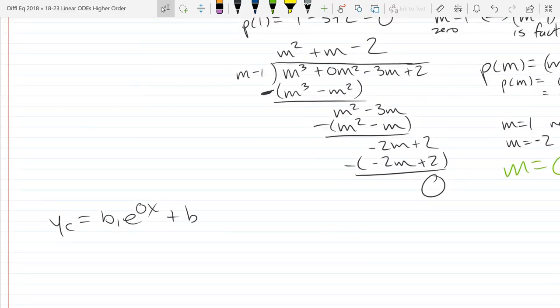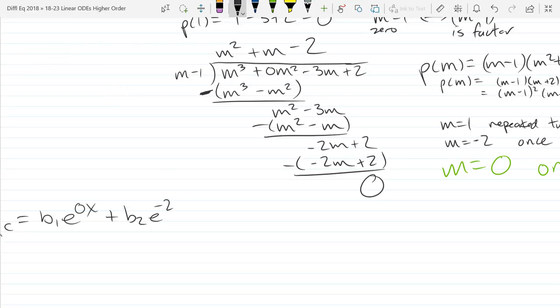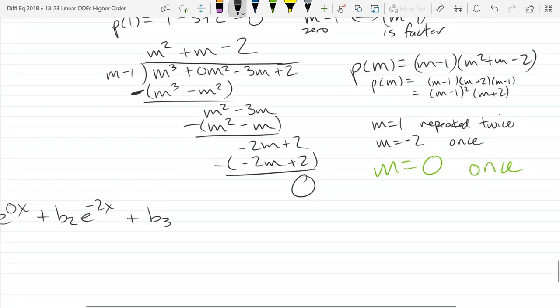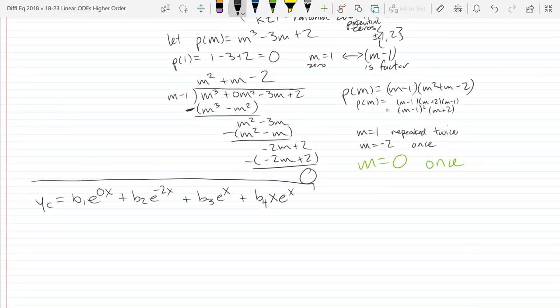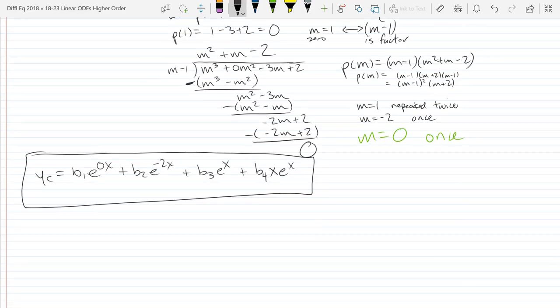So we got b2 e to the negative 2x. Now our repeat. So we definitely get a b3 e to the, now m is 1, so this one is just e to the x. When this repeats, we don't just get b4 e to the x, we get b4 x e to the x. So we have that extra term that comes in from the repeat. And this is our yc right here. Of course, e to the 0x is just 1, so you could leave your answer as b1, just that constant b1, plus all the rest. So that's really all there is to the repeated roots.